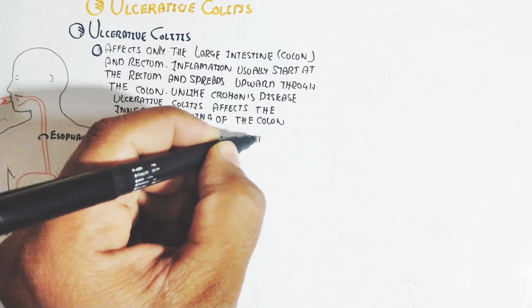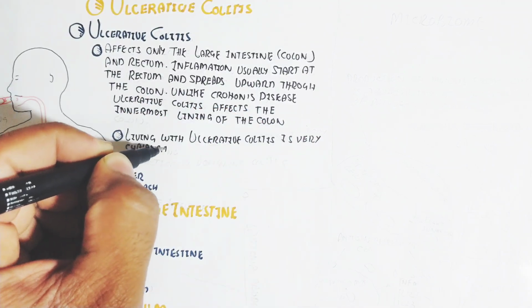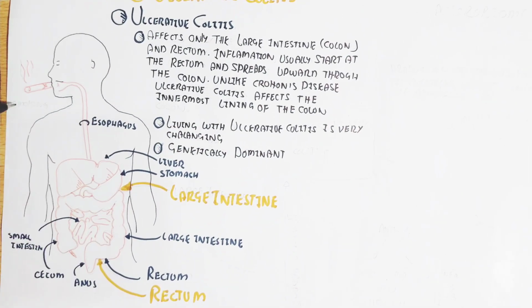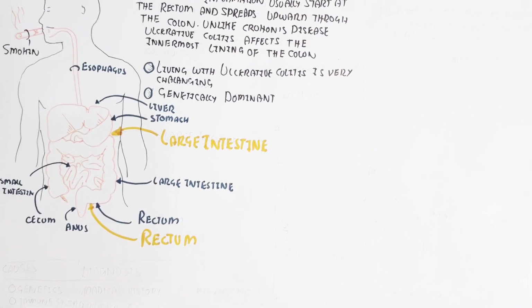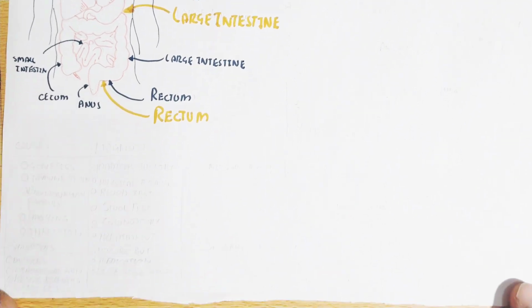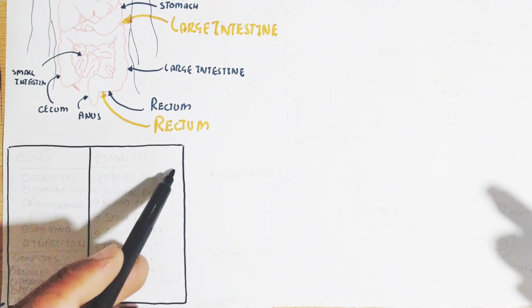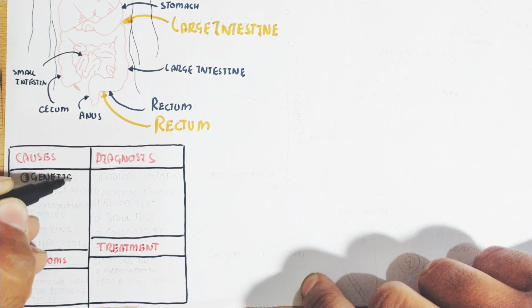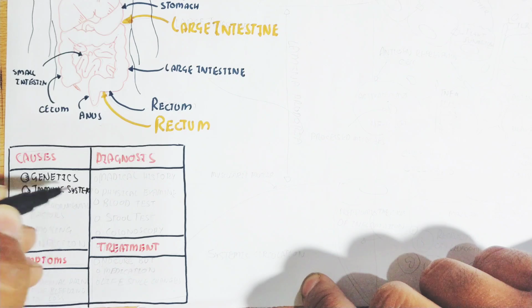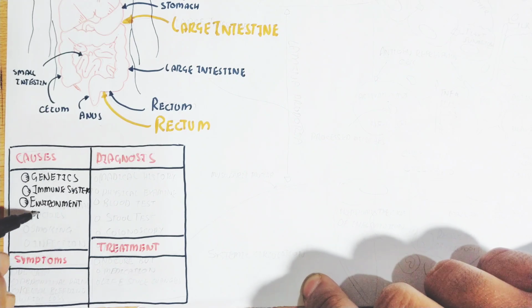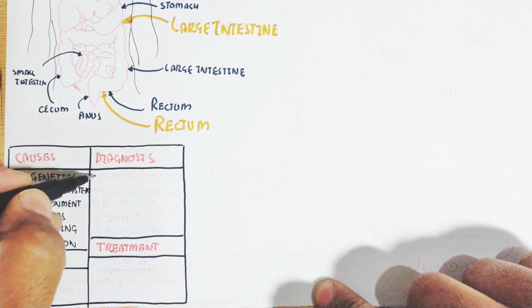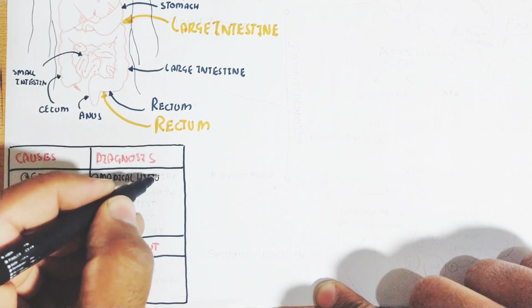Living with ulcerative colitis is very challenging, and it can be genetically dominant. The large intestine and rectum are involved in the inflammation, first the rectum, then the large intestine. Let's understand the causes: genetics, immune system dysregulation, and T regulatory cell dysfunction, which does not produce the cytokines for inhibition. Important environmental factors are smoking as well as infection.